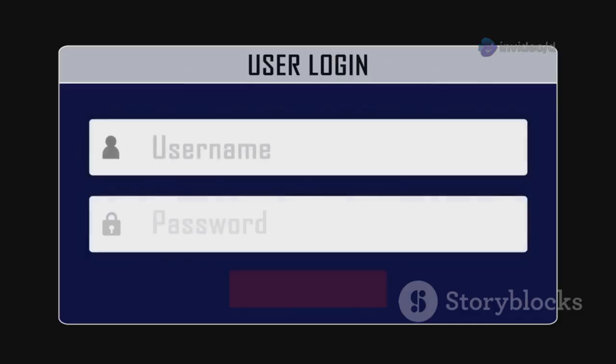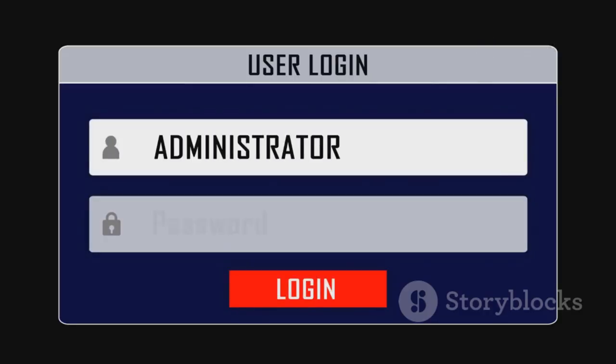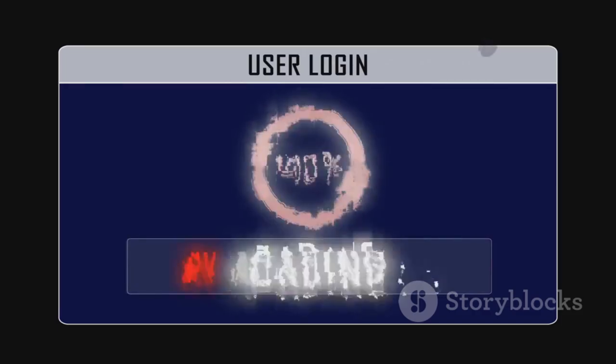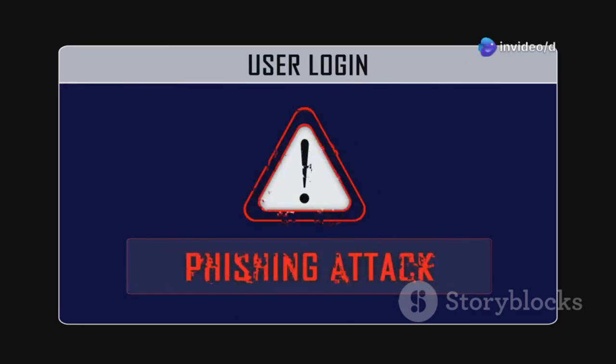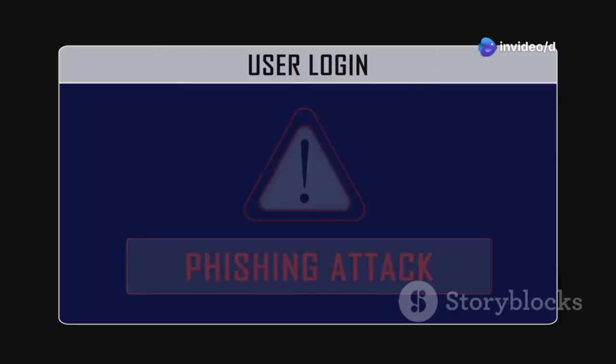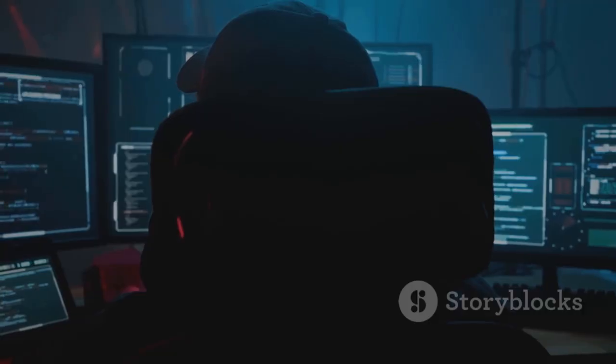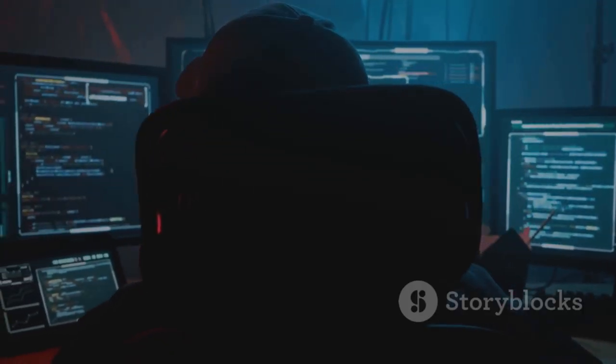So, stay skeptical. Always verify unexpected requests, especially those that ask for sensitive information or urge you to act quickly. Trust your instincts. If something feels off, it probably is. Take a moment to double-check before you click or respond. Remember, your awareness is your first line of defense. By staying alert and informed, you help protect not just yourself but your entire organization. Let's move on.